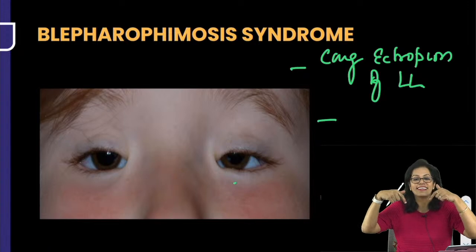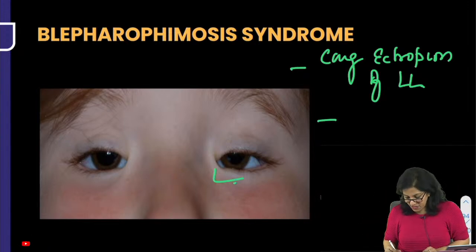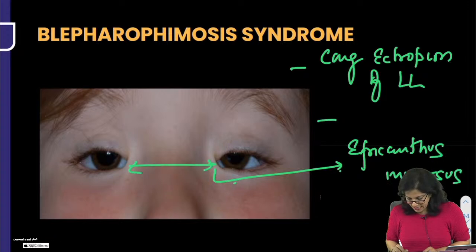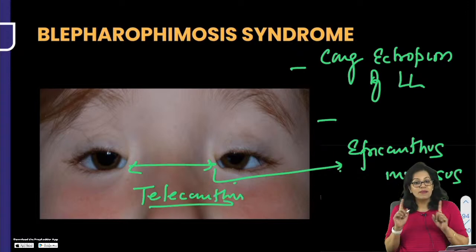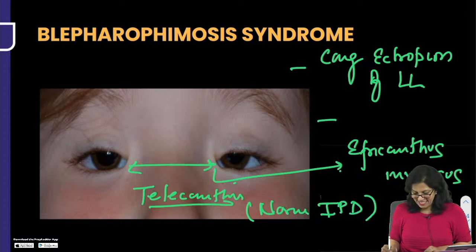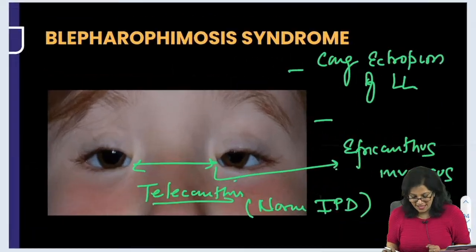But this extra fold of skin is actually arising from the upper lid. What is happening in this syndrome? It is arising from the lower lid. So we call it inversus. So this is actually epicanthus inversus. Okay. And what is the finding? This is telecanthus. I told you telecanthus is far apart medial canthus with normal interpupillary distance. So these are the features of blepharophimosis syndrome.